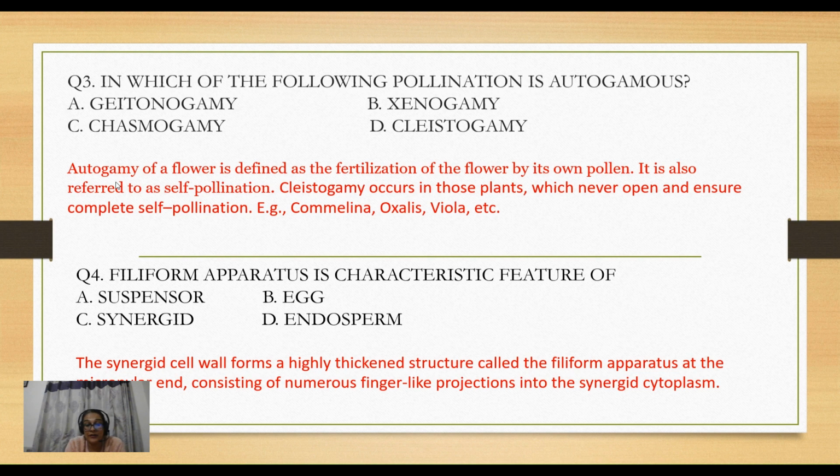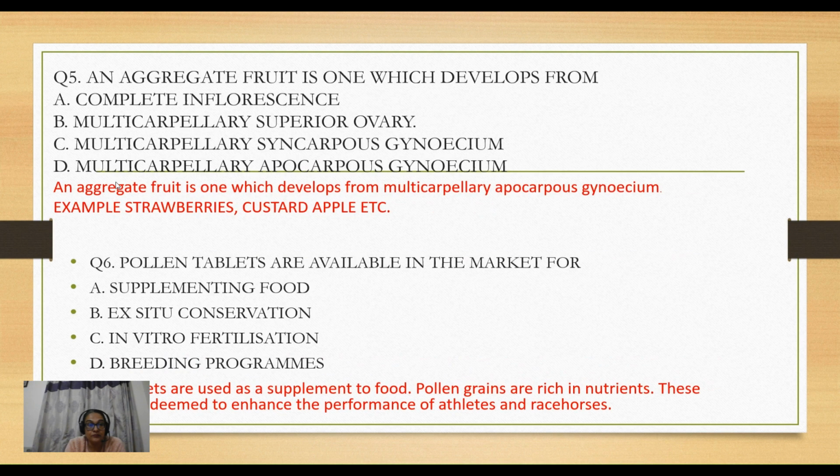Fourth, filiform apparatus is a characteristic feature of suspensor, synergid, egg, or endosperm. Now, filiform apparatus is present in the synergids, which is guiding the pollen tube. Basically, these are finger-like projections in the cytoplasm of the synergid. So, the correct answer will be C, synergid.